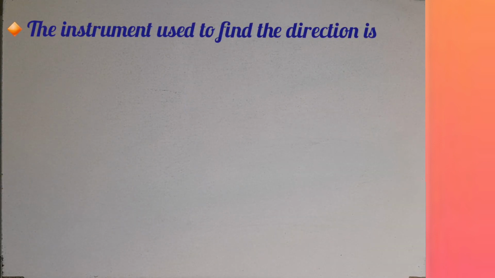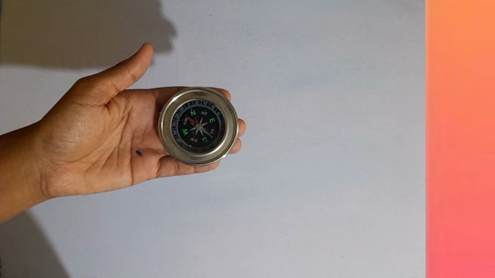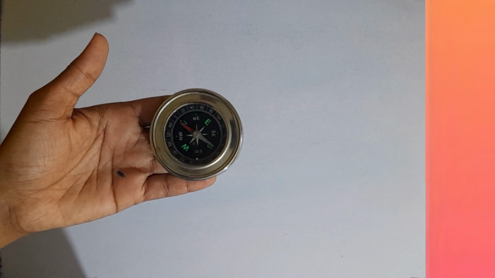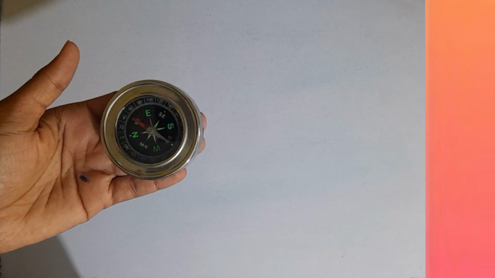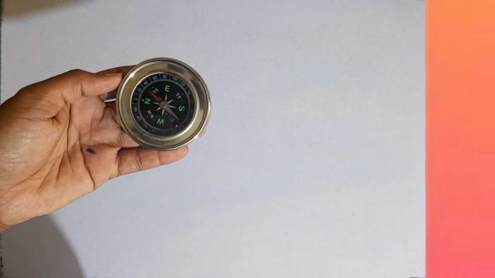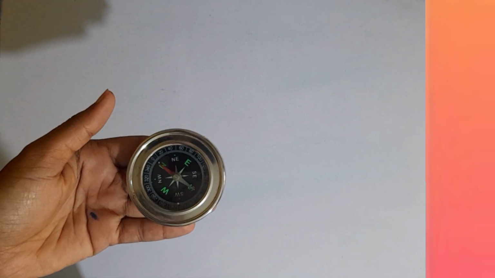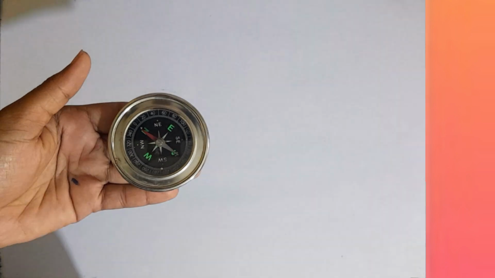What is the instrument we use to find the direction? This is the diagram of it. A compass. I have taken the instrument in my hand, a compass. Can you see the red color arrowhead in the compass? The red color arrowhead always points towards the north direction. Therefore, we can find the north direction by using the compass. People who go on adventure trips or journeys to forests definitely take a compass to find the directions easily.